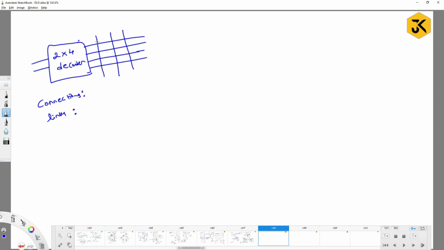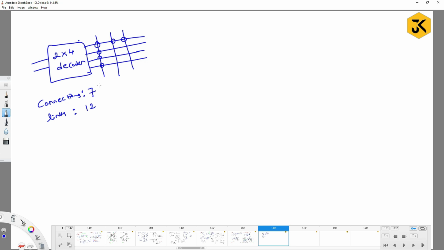Links means what? Each and every interconnection, right? So you may observe at the horizontal line you have 3 interconnections, at the vertical line you have 4 interconnections. Can I say that it is 12 links? What about the connections? 4 as inputs and 3 lines as output. So can I say that 7 connections are there?